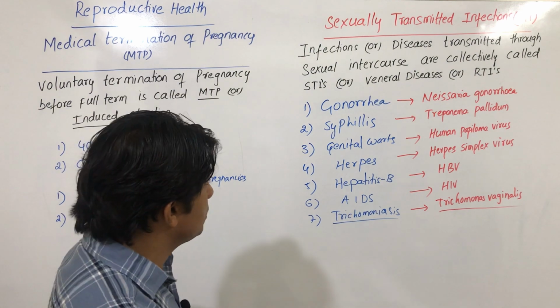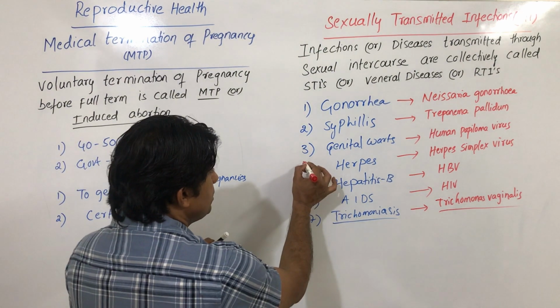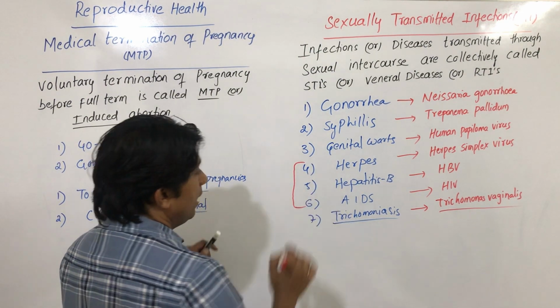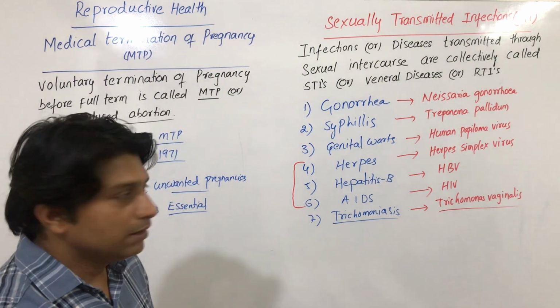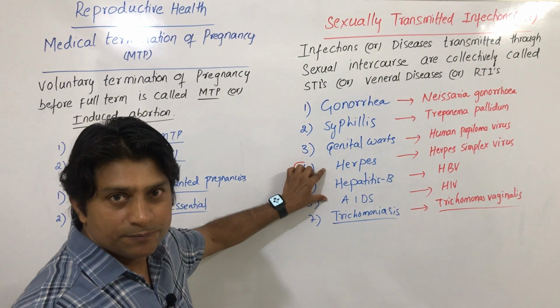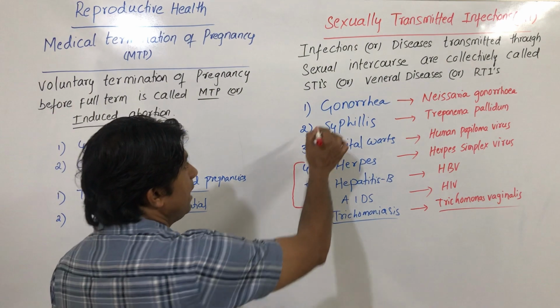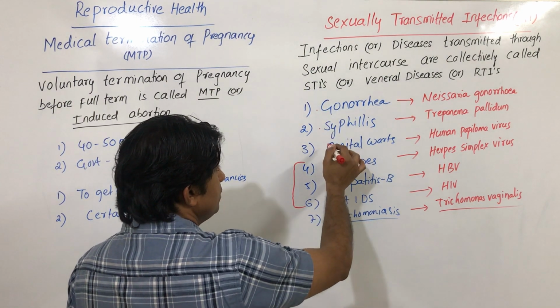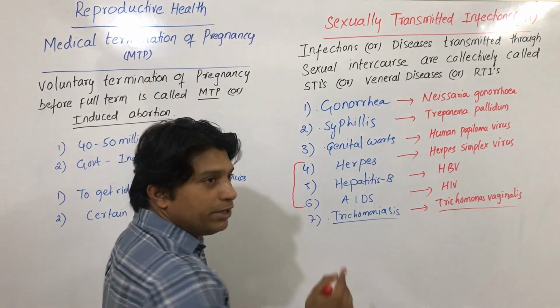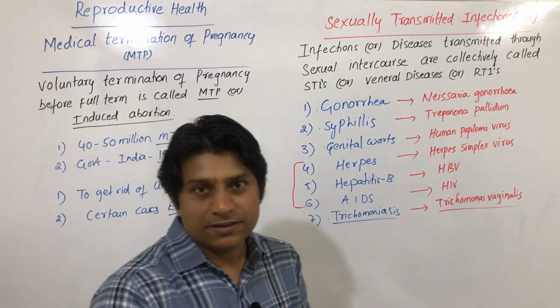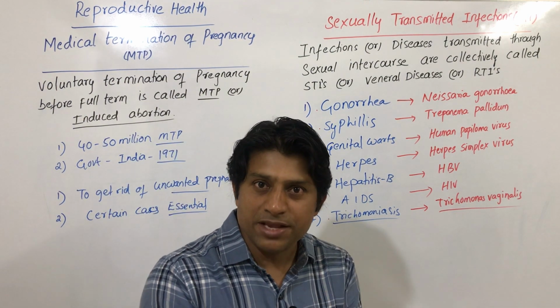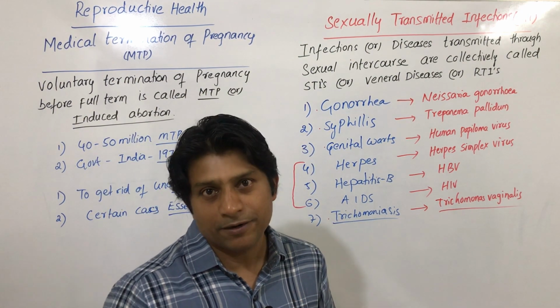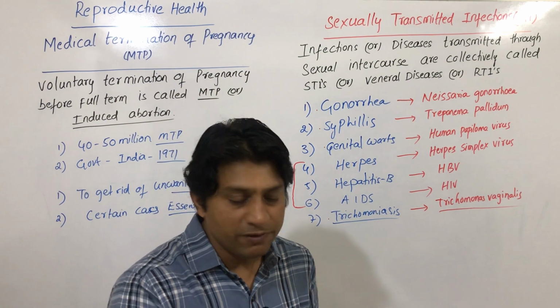Out of these, herpes, hepatitis, AIDS cannot be treated. Whereas diseases like gonorrhea, syphilis, genital warts, trichomoniasis, if they are detected in the earlier stages with symptoms, can be treated. So what are the early symptoms? We will find out that.